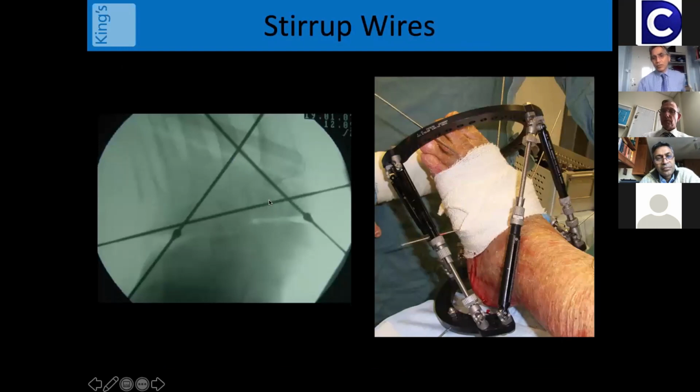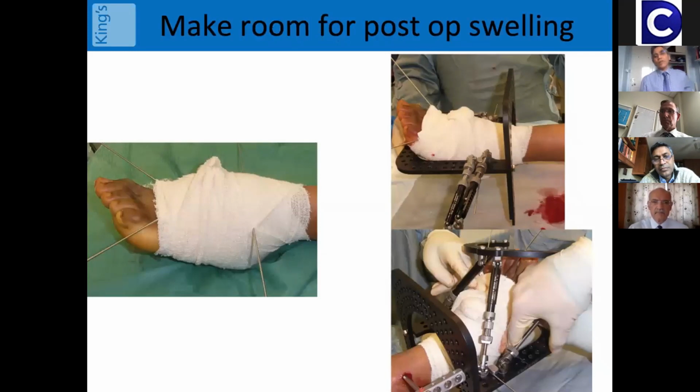While you're there, you can use 2 olive wires and fix them to the ring so that they give you a good grip on the osteotomy. Okay, well, always anticipate swelling.